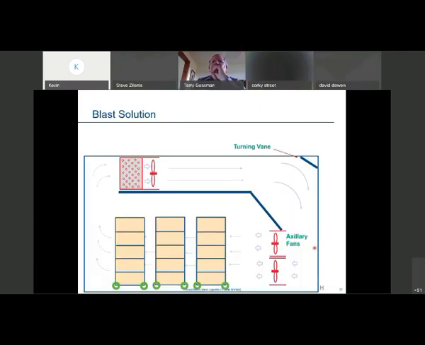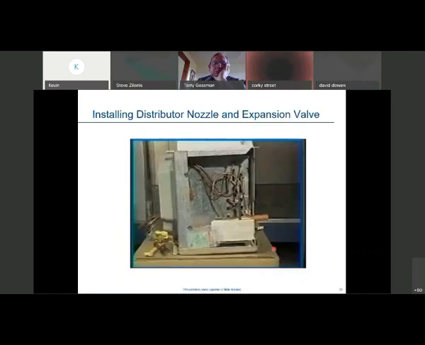If you've got a blast freezer or blast cooler, having a turning vane keeps things sped up. It keeps from slowing them down, because then you've got that corner there. It slows the airflow down. And possibly you might need some fans to blow through that product to blast it cold.